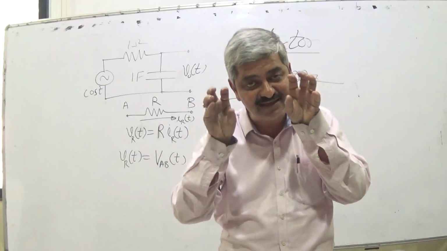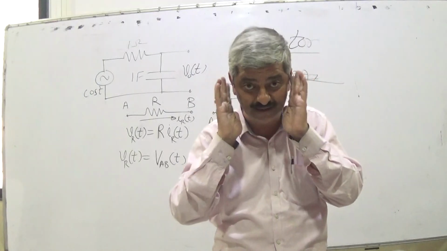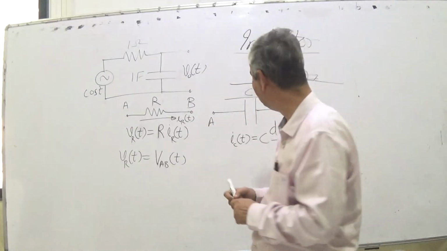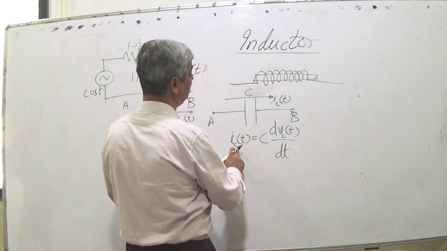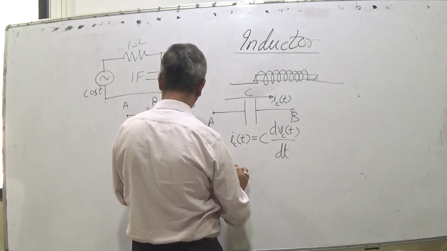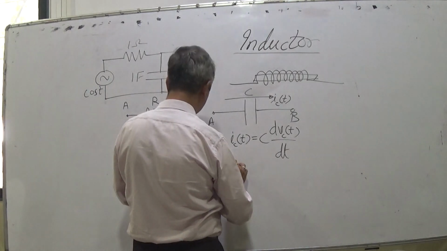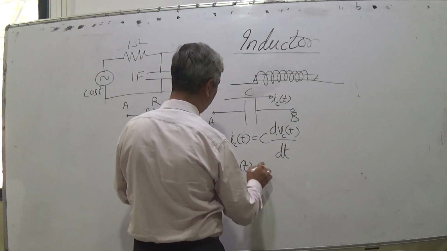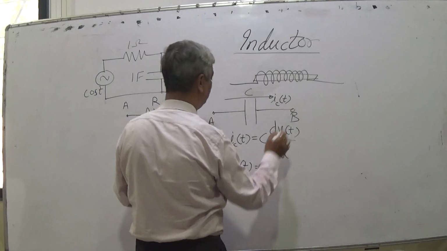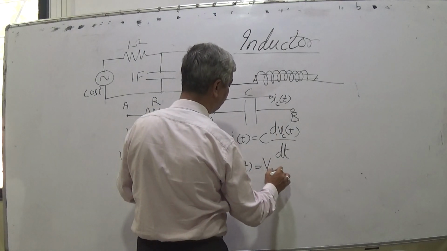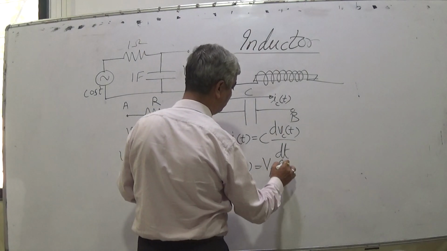But that doesn't mean it is flowing through the capacitor. So I hope I tried my level best. Then in that case, iC(t) equals C dV by dt, where dVC(t) is measured from A to B, the voltage at point A with respect to point B.